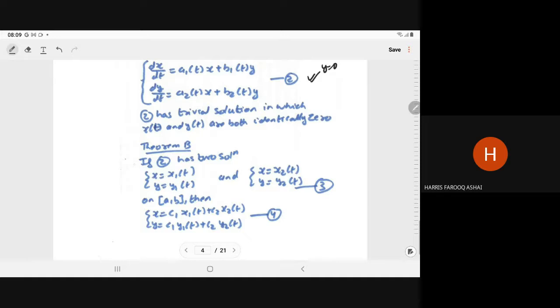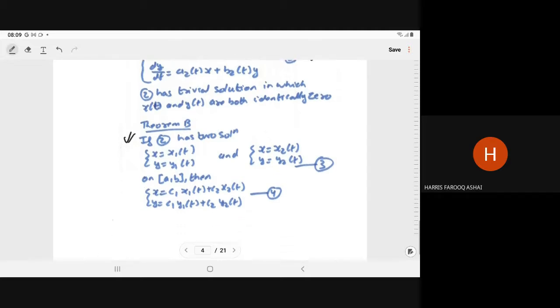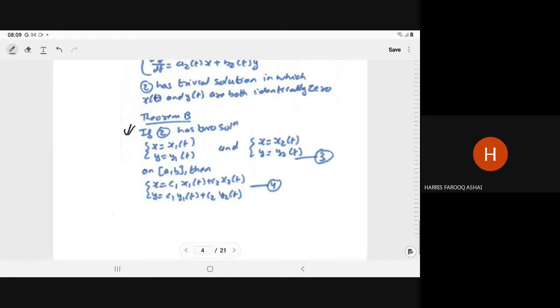So let us assume the homogeneous system of equations has two solutions: x = x1(t), y = y1(t), and x = x2(t), y = y2(t) on a, b. Then their linear combination is also a solution. x = c1 x1 + c2 x2 and y = c1 y1 + c2 y2 is also a solution.